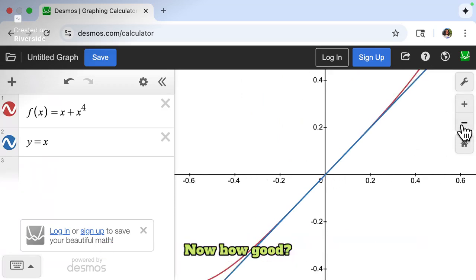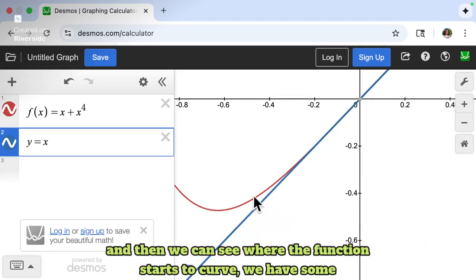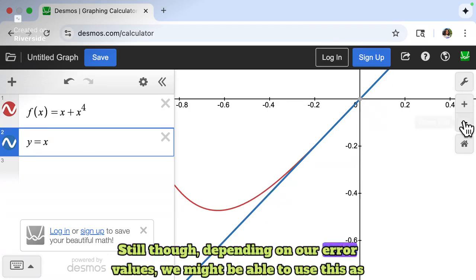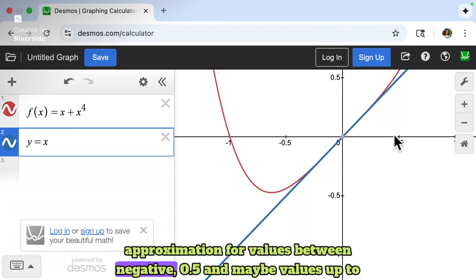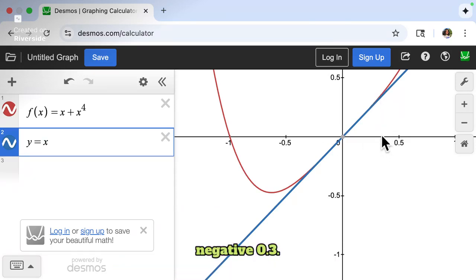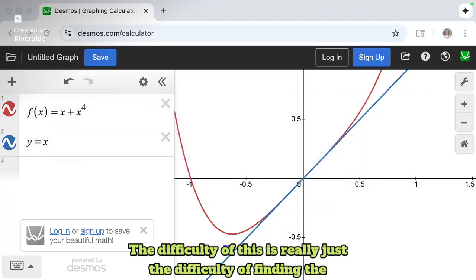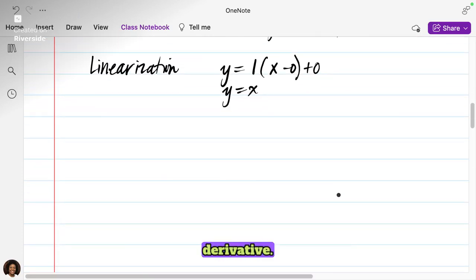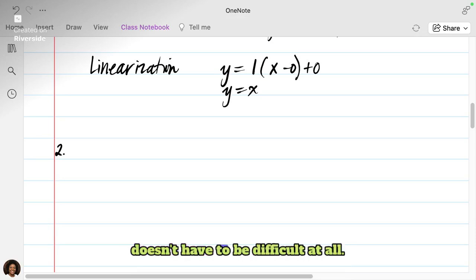Now, how good? It actually is pretty good for a while. And then we can see where the function starts to curve, we have some separation. Still though, depending on our error values, we might be able to use this as an approximation for values between negative, say, 0.5 and maybe values up to negative 0. So that's the linearization. Let's do it again. The difficulty of this is really just the difficulty of finding the derivative, which is to say, if you've practiced finding your derivatives, then it doesn't have to be difficult at all.